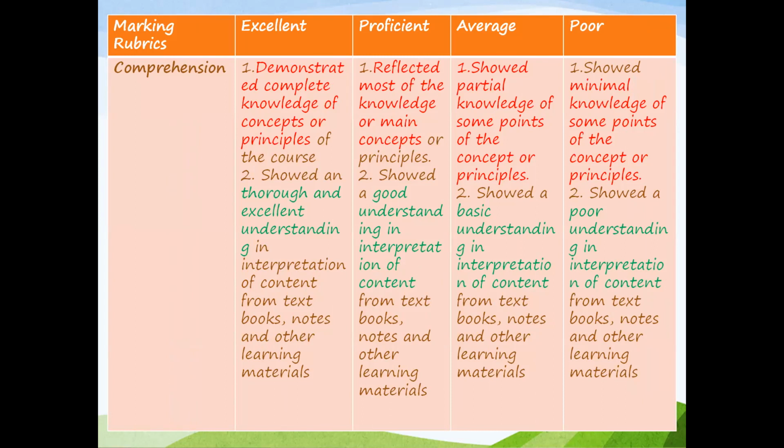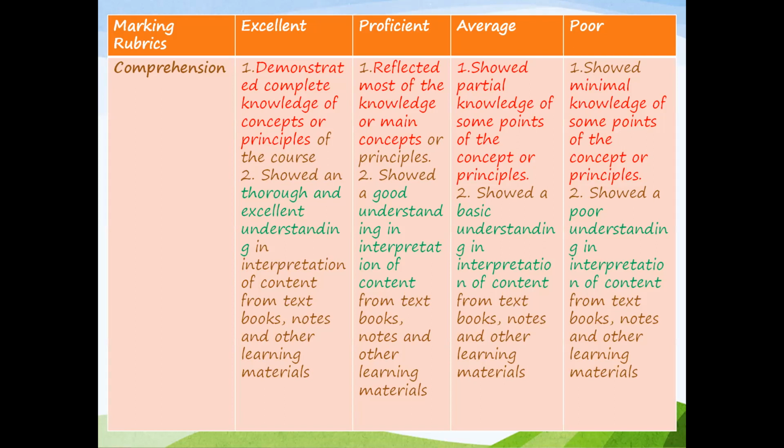So for comprehension, whether it is excellent, proficient, average or poor performance: for excellent performance, the student demonstrated complete knowledge of the concepts or principles. For proficient, reflected most of the knowledge or main concepts. Average showed partial knowledge of some points of the principles and concepts. Poor means minimal knowledge of some points of the concepts and principles.